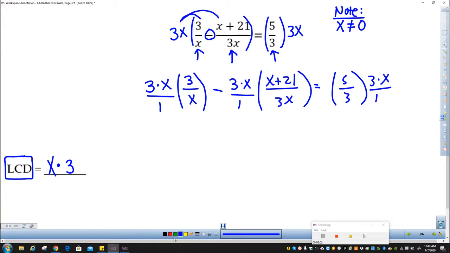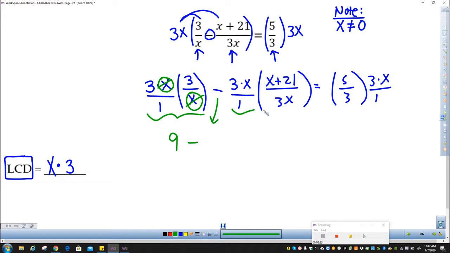All right, so let's go back to the beginning. So here's where the fun begins. You guys are like, this isn't fun. No, it is. Just wait. We have an x on the top and an x on the bottom. How cool. They can cancel. So we're left with 3 times 3, which is 9. Bring down the minus sign.